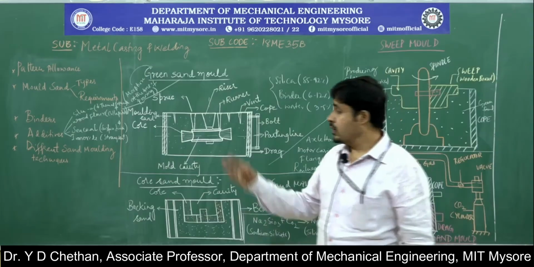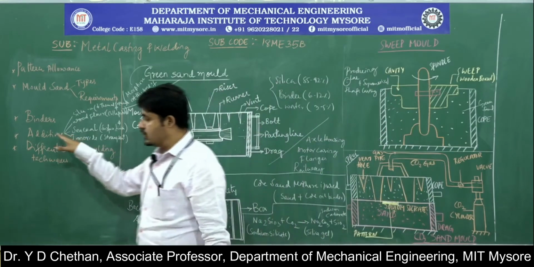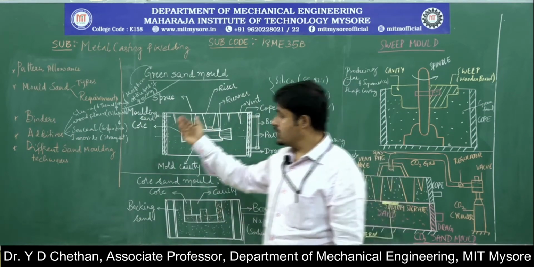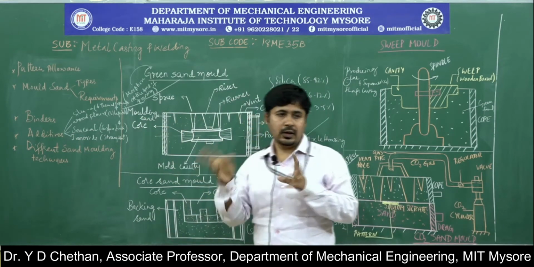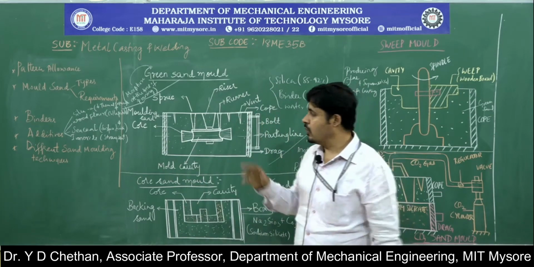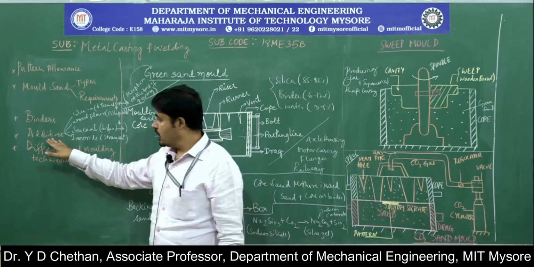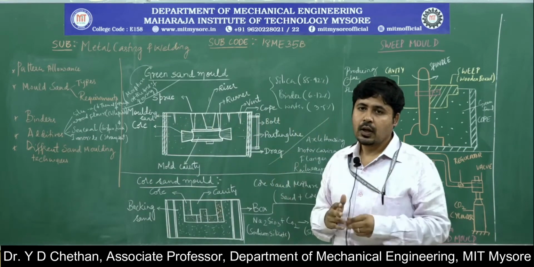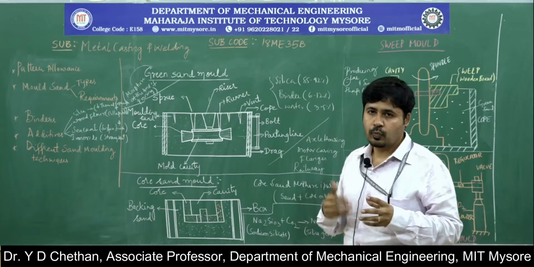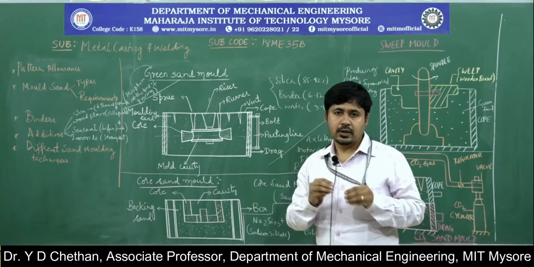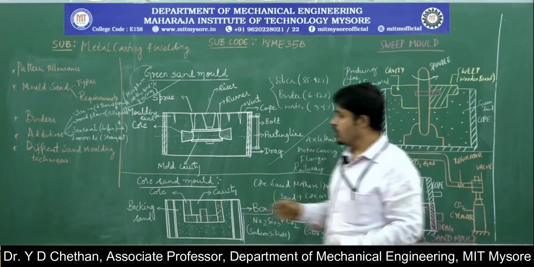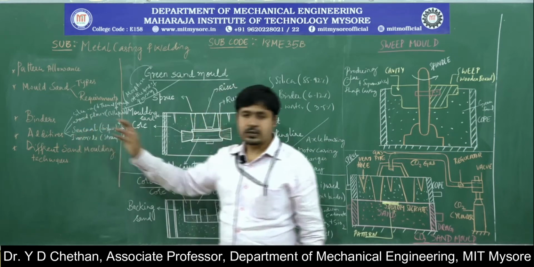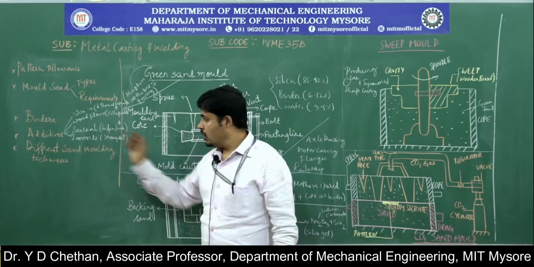Okay. The next segment is additives. Just now we discussed binders, and the next segment is additives. These two are the ingredients of the moulding sand. Additives are basically materials that are added to the sand mould in order to incorporate new properties alongside the existing properties. For example, we have different additives: silica flour, wood flour, sea coal and iron oxide.